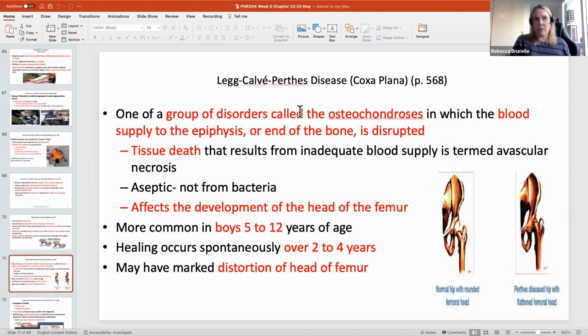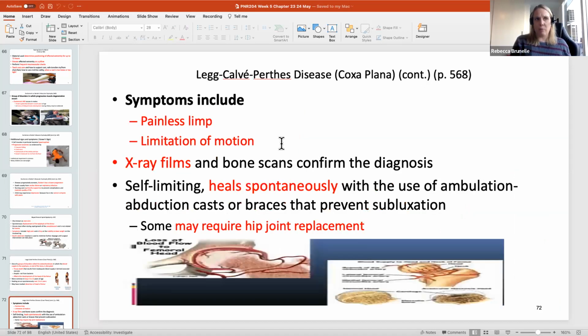Another one that is similar is Legg-Calvé-Perthes. It's also a problem with the head of the femur, but there's not adequate blood flow to the femur, so it ends up affecting the development of the femur head. It's not really clear why this happens. It happens more often in boys. It almost always heals spontaneously, but it can cause permanent problems. The worst case scenario with Legg-Calvé-Perthes is they might need to have a joint replacement.